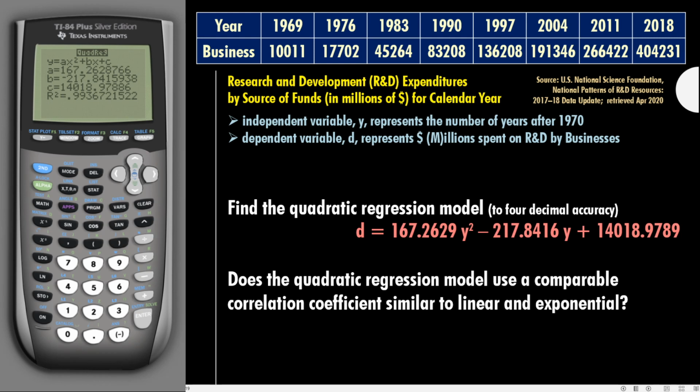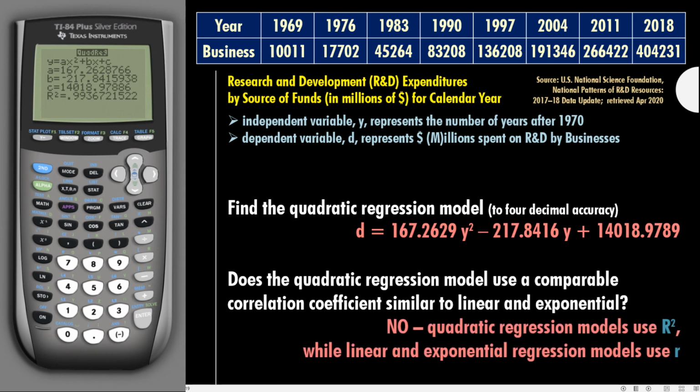Now, an interesting question I would normally have asked is, what's the correlation coefficient? The more important question is, does the quadratic regression model use a comparable correlation coefficient similar to linear and exponential? If we go back over to the screen, you will see that on the bottom, I see an R squared. I don't see an r, and more importantly, I also see a capital R squared. So I guess the answer is no. The quadratic regression uses this capital R squared. Linear and exponential regression models had an r squared, but it was lowercase, and we always just focused on the individual r itself.